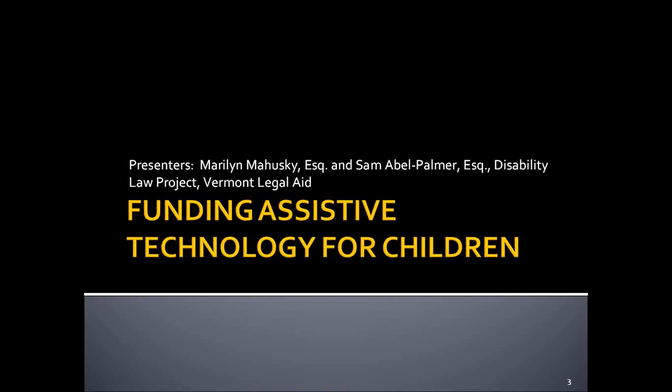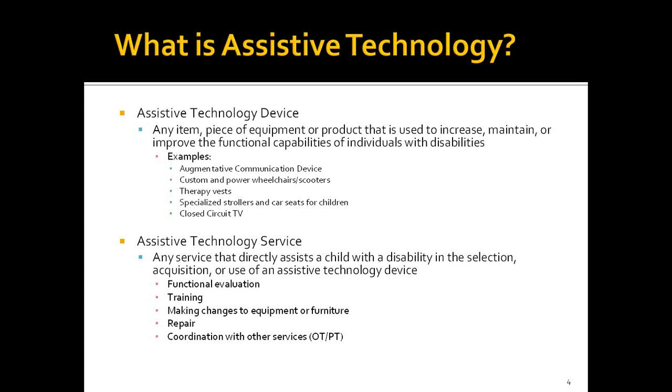First thing I wanted to do is a quick look at the basic definition of assistive technology. What you see up on the slide here is the definition of assistive technology from the special education regulations, and as you'll see, it's pretty broad. There are actually two definitions. There's an assistive technology device, which is the actual physical thing that you're using, which is really any item, piece of equipment, or product that is used to increase, maintain, or improve the functional capabilities of individuals with disabilities.